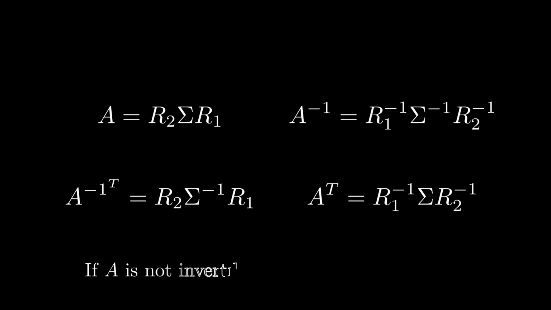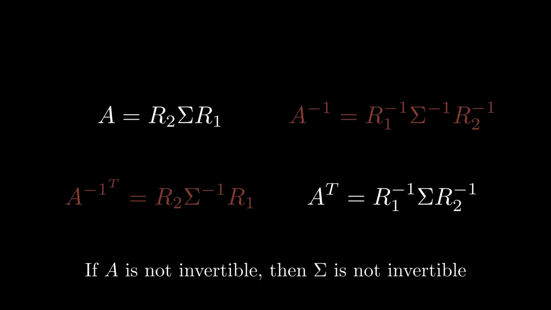For the case when A isn't invertible, then sigma won't be invertible either, so we can't use these two formulas. So we're left with A to transform in the forward direction, and A transpose to transform in the backward direction.